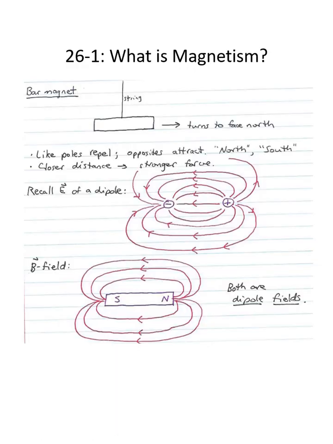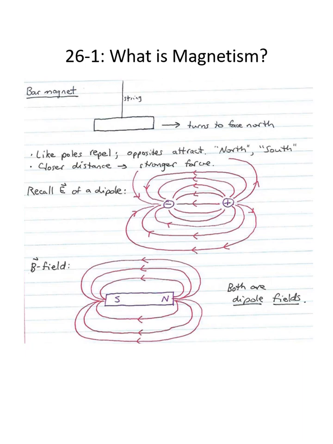What is magnetism? If you take a bar magnet and hang it from a string, just let it float or hang loosely, or if you have a magnetized needle and let it float in a liquid, it will naturally turn to face north.